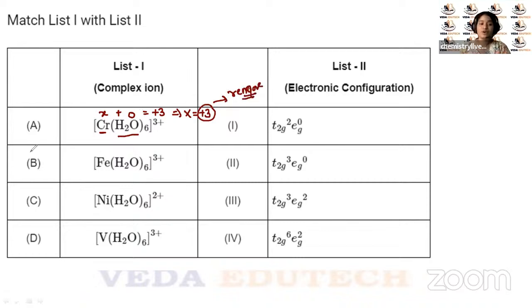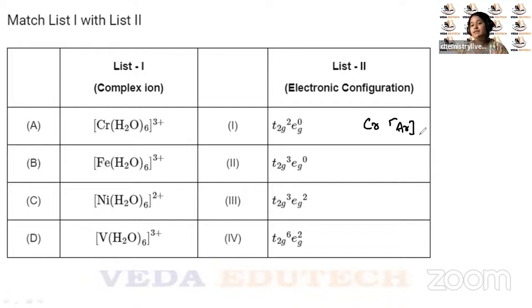So if you are going to remove electrons, children, then chromium has the electronic configuration of argon 18, 4s1 and 3d5. What are you going to do? You're going to remove 3 electrons from here: 1 electron from here and 2 electrons from here. So remaining 3. So the configuration is 3d3.